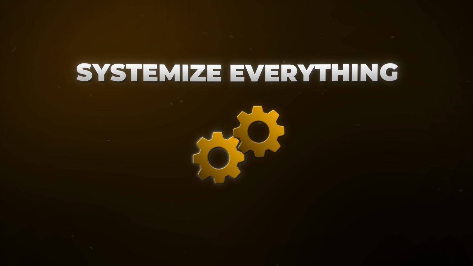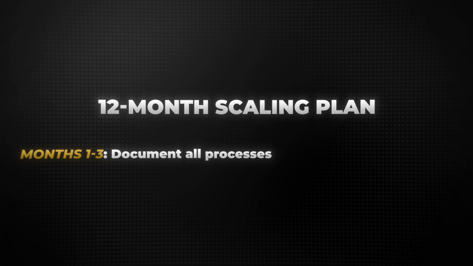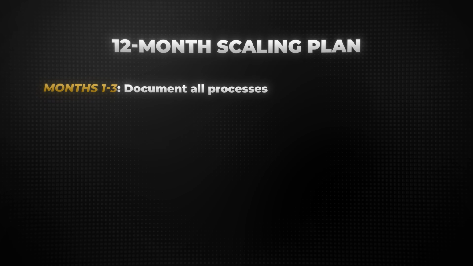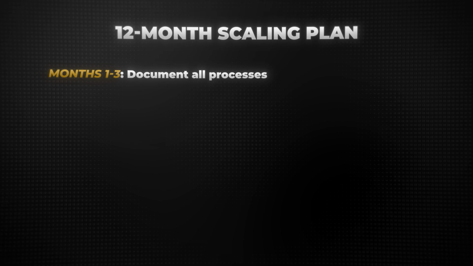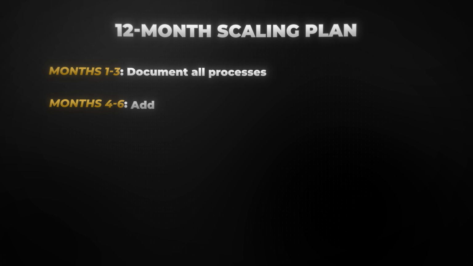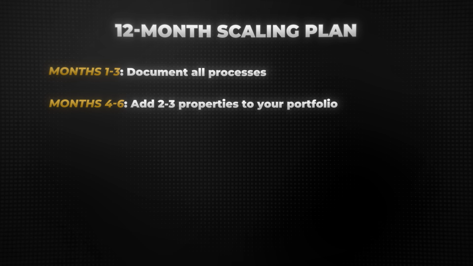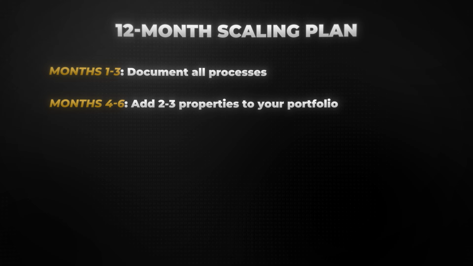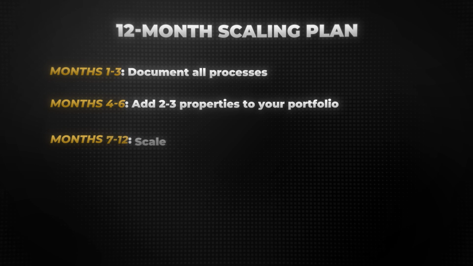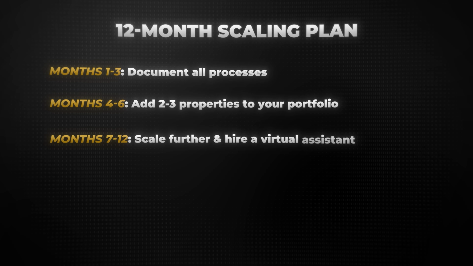Now it's time for you to start scaling. As soon as you start getting a couple of properties, I'm going to explain the steps for you to scale. Once you have your first profitable property, it's time to start systemizing everything. In the first three months, the perfect thing you should do is document everything that you've done during these first 3 months. Then in months 4 to 6, you're going to be adding properties into your portfolio. Month 7 to month 12 is where you start scaling for more properties.